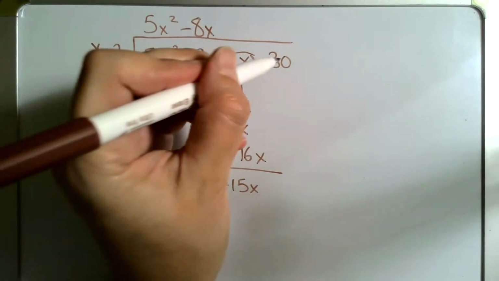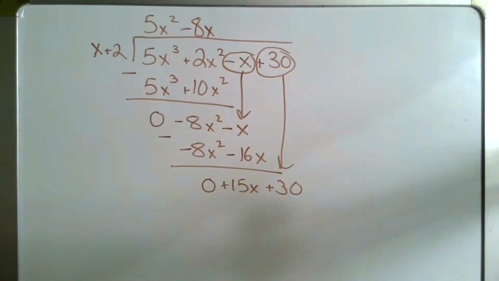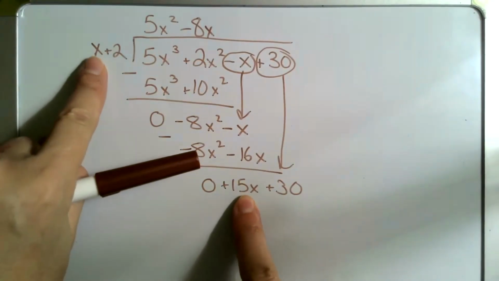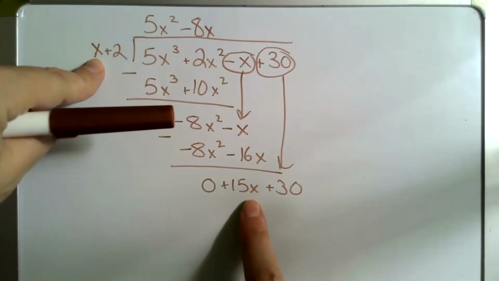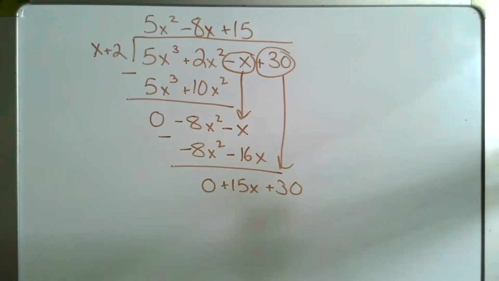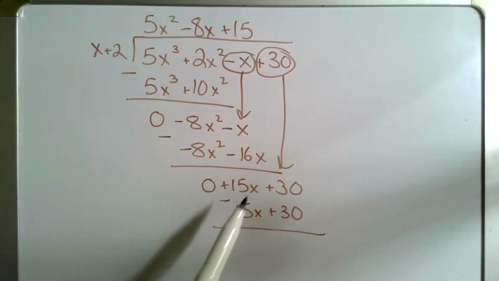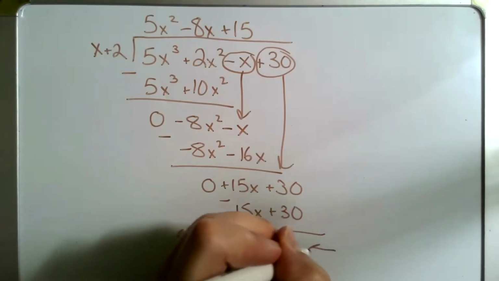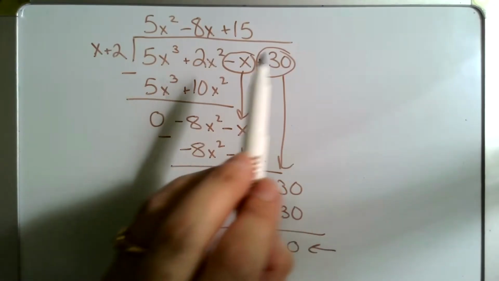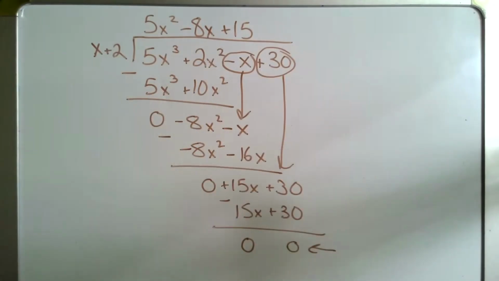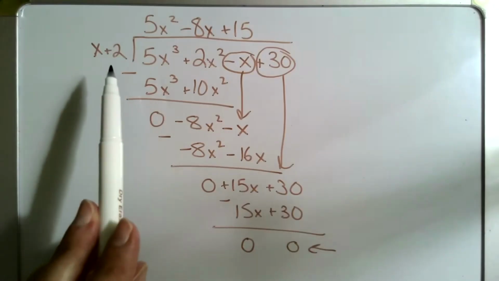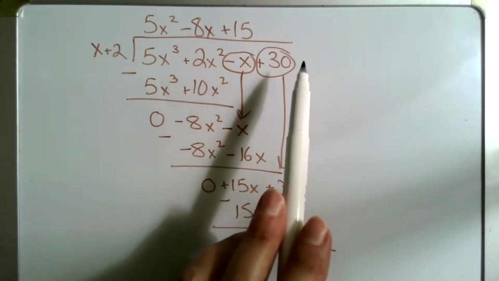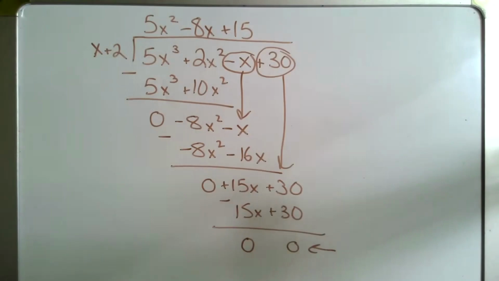And now I'm going to bring down that next term and do it one more time. I'm looking at firsts. What do I multiply x by to get 15x? 15. I'm going to multiply it through and subtract. 15x minus 15x, 30 minus 30, great. If I end up with a 0 after I've brought all my terms down and done all of my dividing, then this goes evenly into this many times.